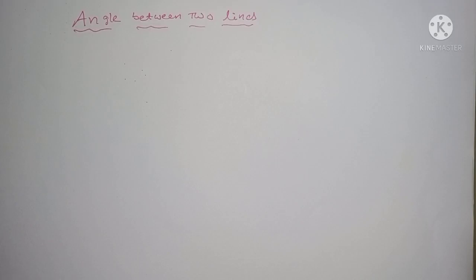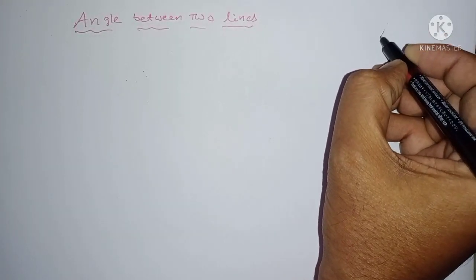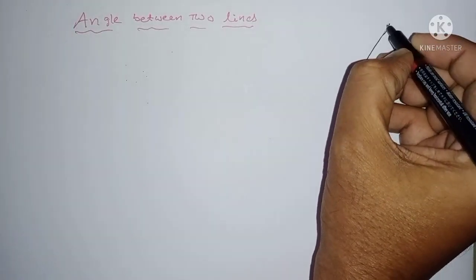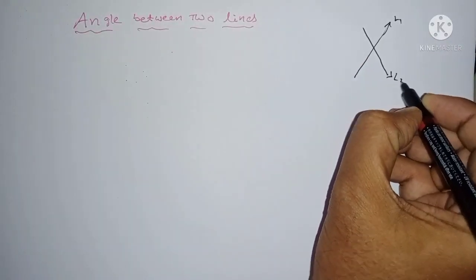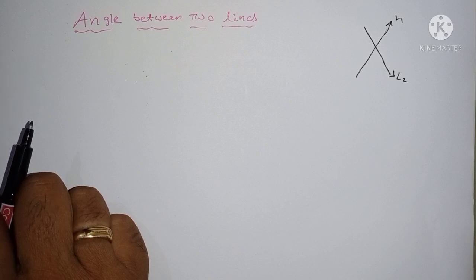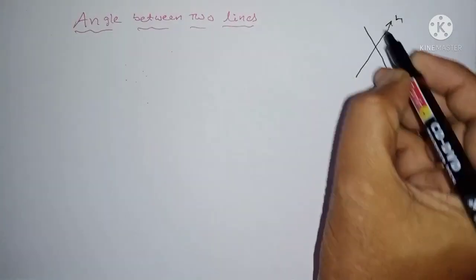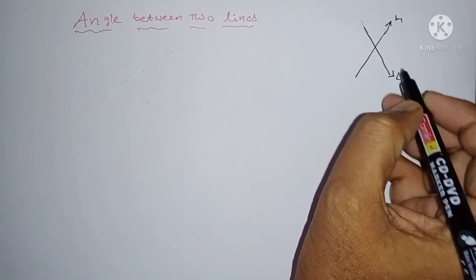Hello students, in this class we are discussing the angle between two lines. What is an angle? If you take any two lines, this is L1 and you can take this as L2. What is the angle between two lines? In this case you can observe here, this is L1 and this is L2.